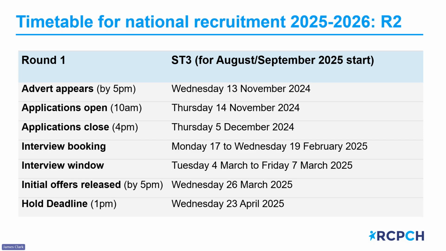And then R2, so round 2 for our ST3s. Again, interview booking is a very short period, three days, once the shortlisting's completed in February. So again, make sure you watch your Oriel account. And then the offers for ST3 are going to be out on the 26th of March with a hold deadline on the 23rd of April. Which will probably be at a point when it's all well tied up anyway, but just have that in mind in case.